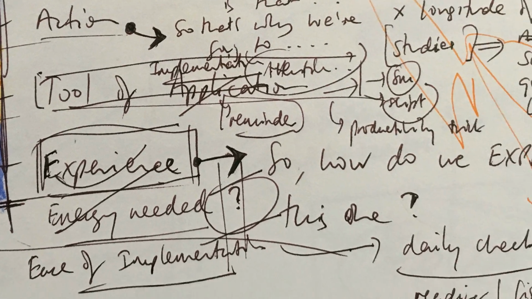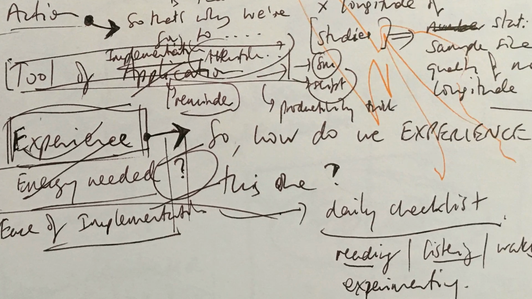And finally, the E is the experience. How do we experience this one? This particular focus point, what's it all about? What does it involve? What's it to do with, the energy cost of this, the energy needed to do this effectively, and the ease of implementation, a bunch of different E's there.